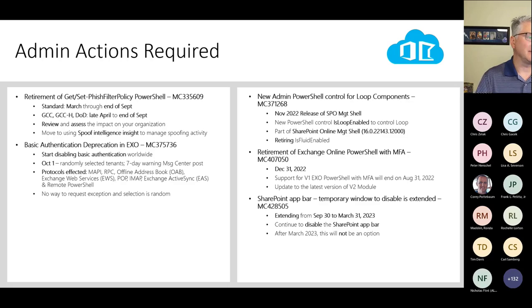And then finally, some admin action required ones. This one actually stayed pretty much the same as of last month. But again, these are things from an administrative perspective you really need to keep in mind and be ready for ahead of time. Especially the retirement of Exchange Online PowerShell with MFA: make sure you're using V2 as opposed to V1. Basic authentication deprecation in Exchange Online is another one. Make sure that you're not using that, because that's going to be a big deal.